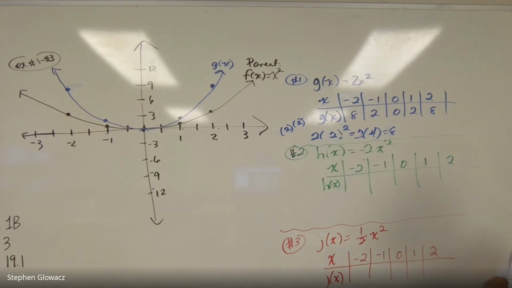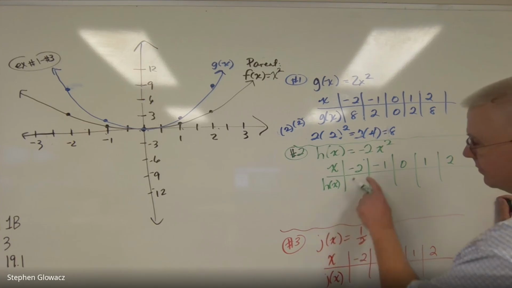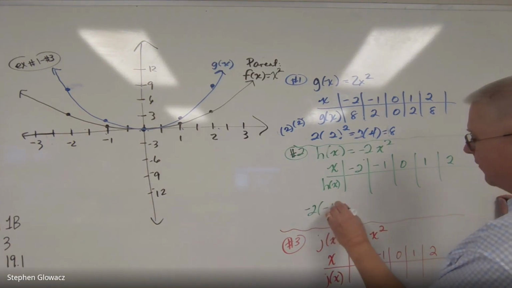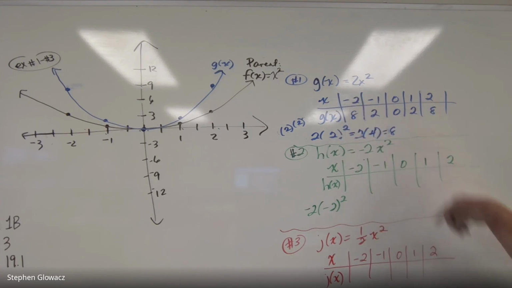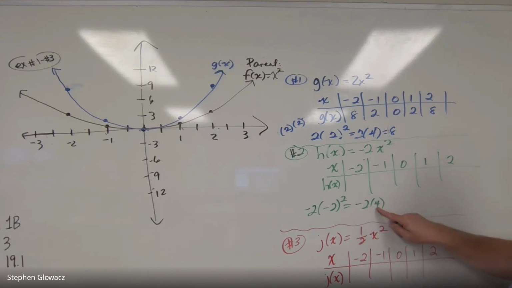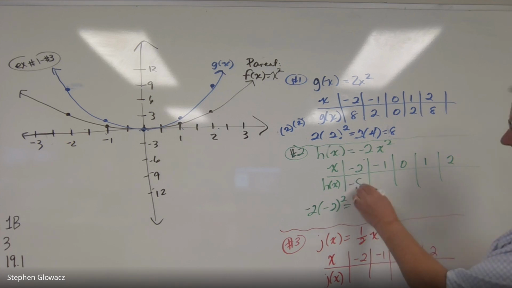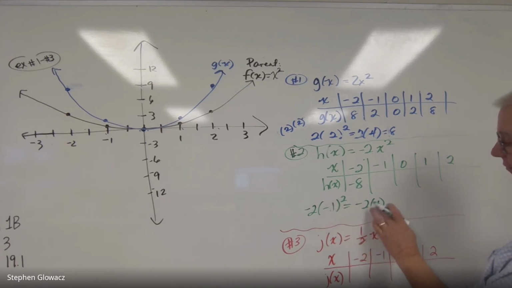Now let's take a look at our example for problem number 2. We have negative 2x squared. Starting with our first value of x, negative 2. Negative 2 times negative 2 is positive 4. Negative 2 times 4, a negative times a positive, is a negative, and 2 times 4 is 8, so that's negative 8.